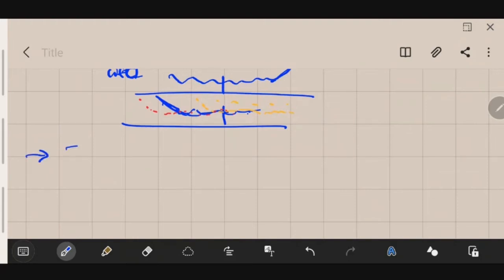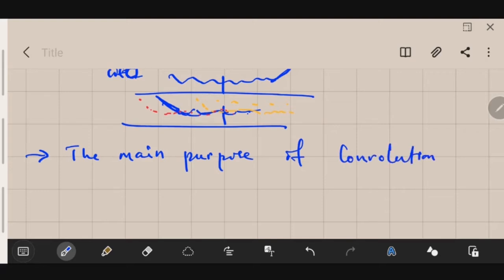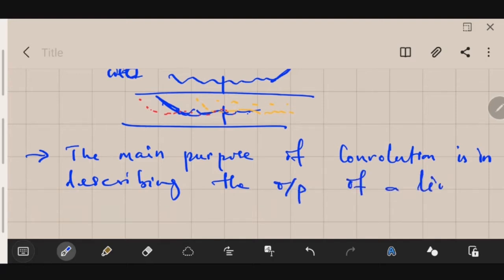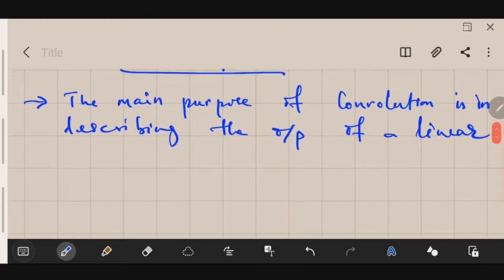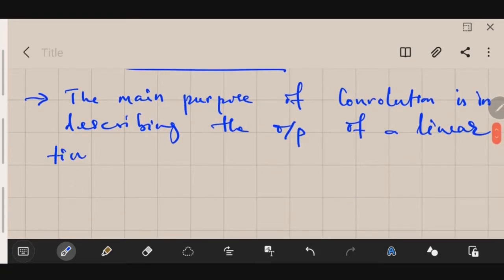So let me write that also. You could note it. The main purpose of convolution is in describing the output of a linear time invariant system. Got it?